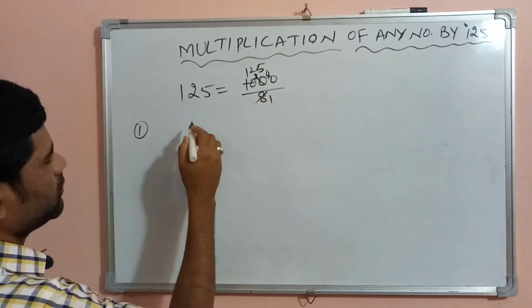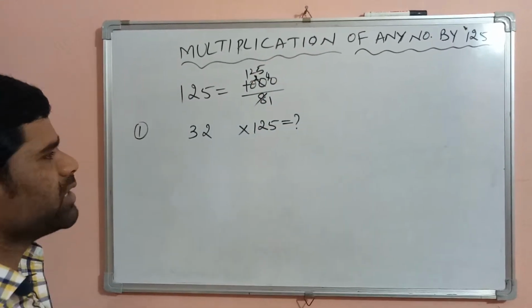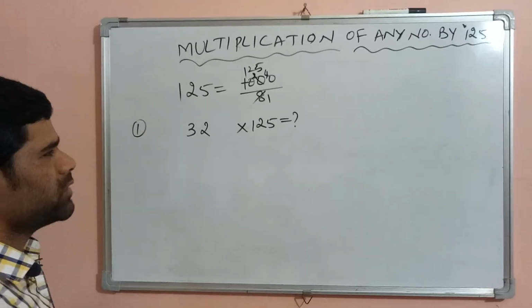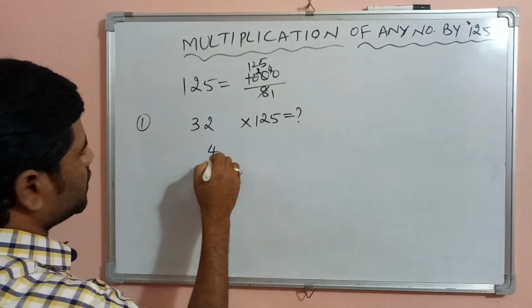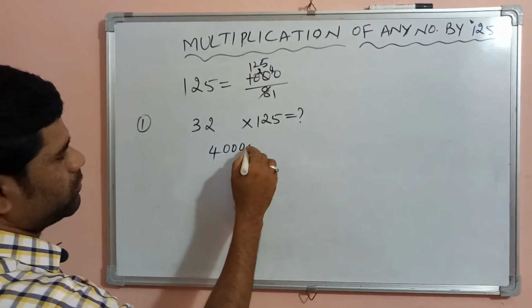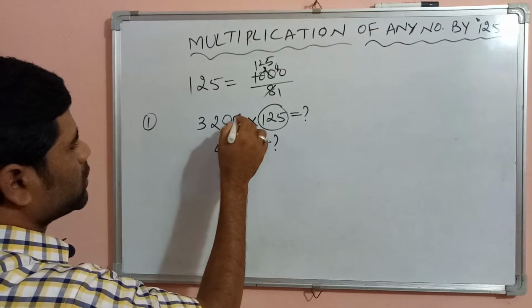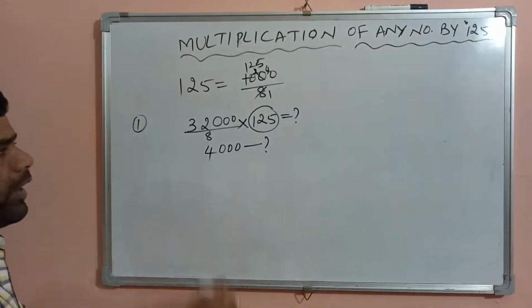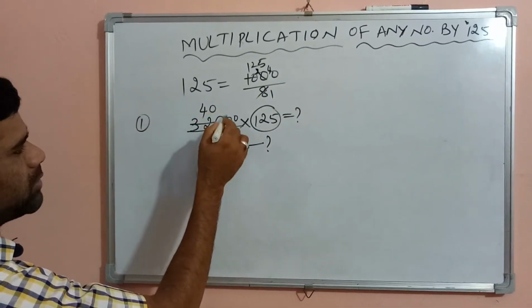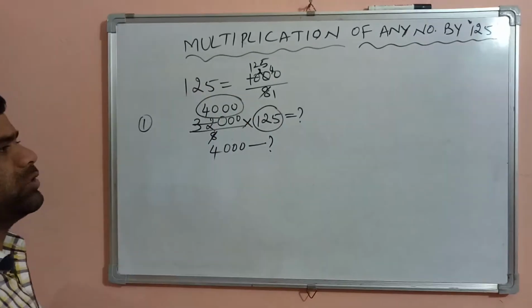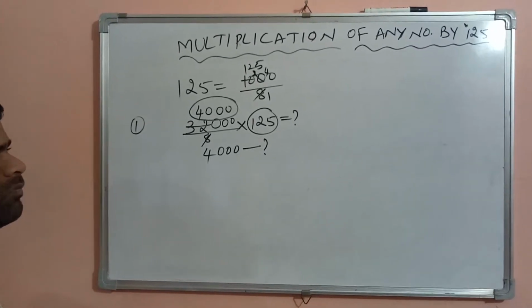Now example number 1. 32 into 125 is equal to how much? We can say the answer in less than 5 seconds. 32 into 125 is equal to, I am writing the answer simply 4000. But how? Instead of 125 I am writing just simply 3 zeros divided by 8. Now 8 goes in 32 how many times? 4 times. And 8 goes in 0 zero times, again 0 and 0. So the answer is 4000. So we can say it mentally in less than 5 seconds: 32 into 125 is equal to 4000.